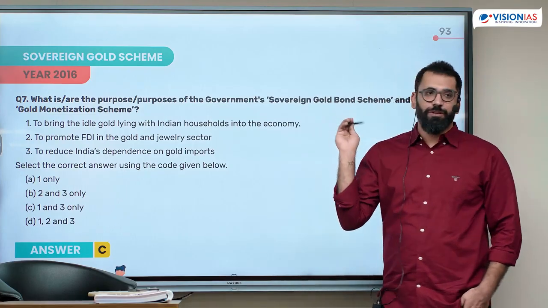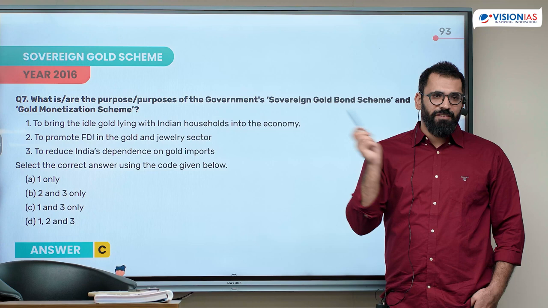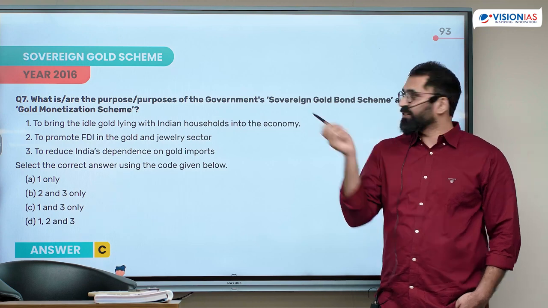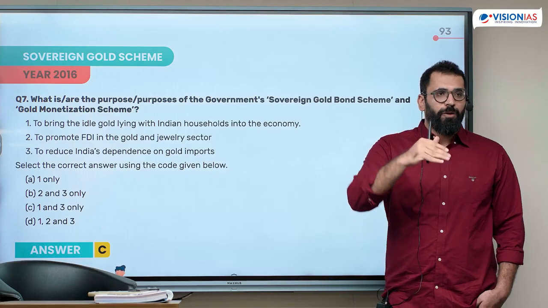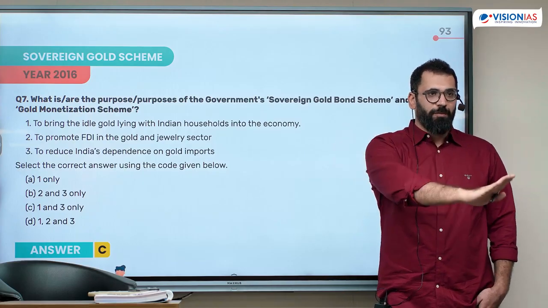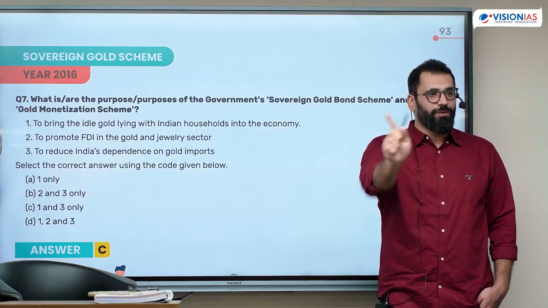Sovereign gold bond scheme, what were the features? Anyone has an idea? This is still in the news. What are the features of sovereign gold bond scheme? Don't buy physical gold, buy paper from the government. The paper's value will be linked to gold.